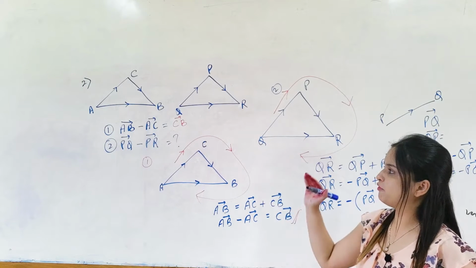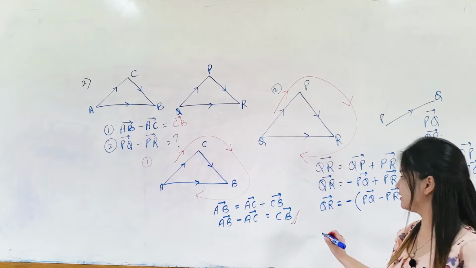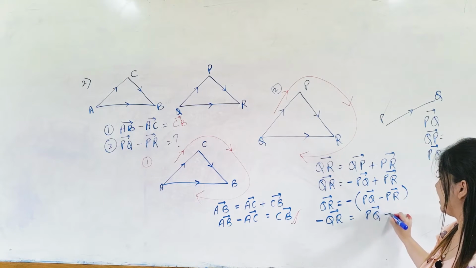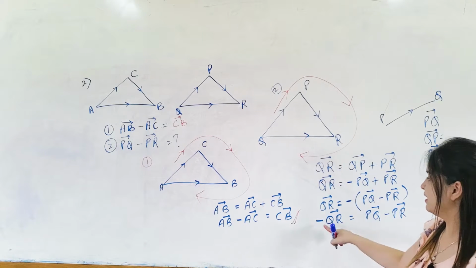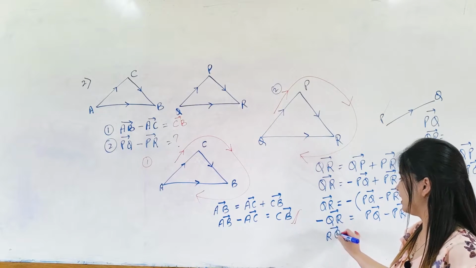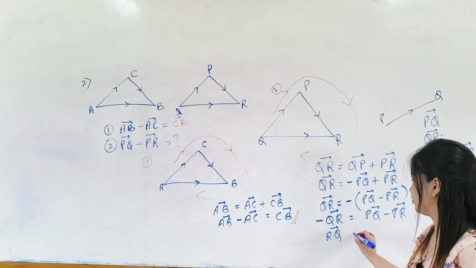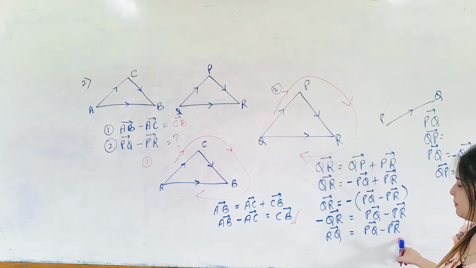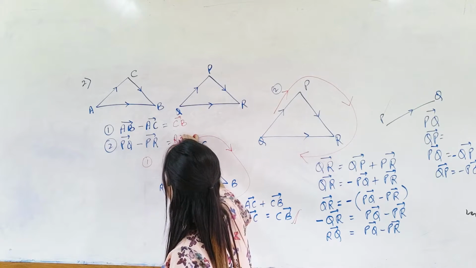Now my question asks find PQ minus PR. So I don't want this negative sign. I will move this negative sign to the other side. I will get minus QR is equal to PQ minus PR. So my PQ minus PR, as asked in the question, is equal to minus QR, or I can say is equal to positive RQ, because QR and RQ are equal, only the difference is the direction. So this will be my answer. So PQ minus PR is equal to RQ. So that is the answer to my second question.